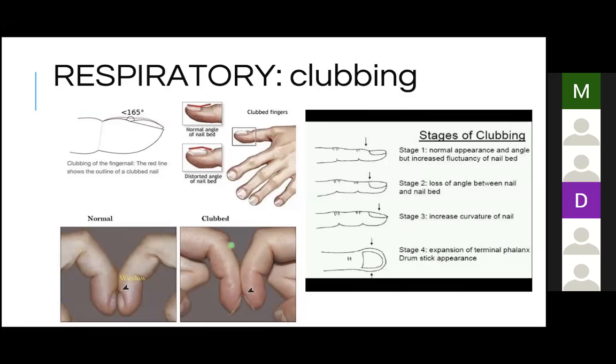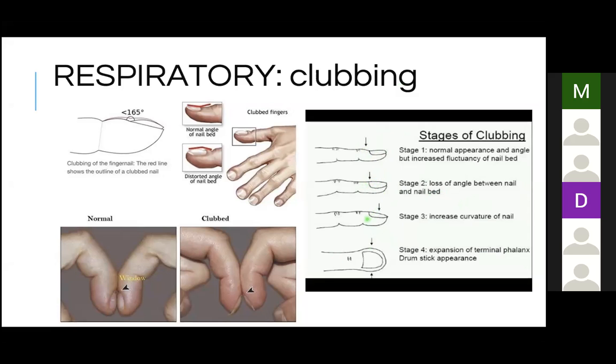So just a specific note on clubbing. The different stages of clubbing. So firstly, you can get the normal appearance of the nail, but there's actual fluctuancy at the base of the nail bed. So around here, it's something that you need to be feeling for instead of just looking. You feel sponginess at the base of the nail bed, and this is the earliest feature of fingernail clubbing. The next stage is when you get loss of the angle between the nail and the nail bed. So you see there's a little angle there. Here, it's straight. So that's stage 2.